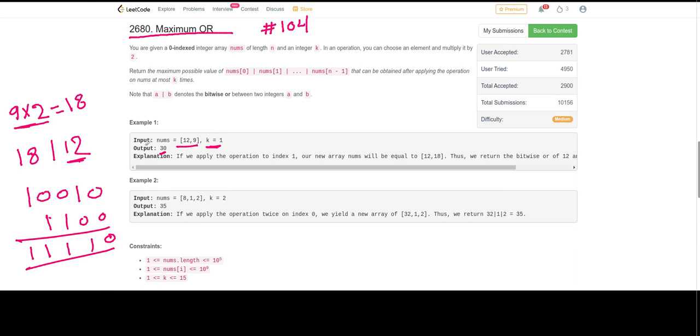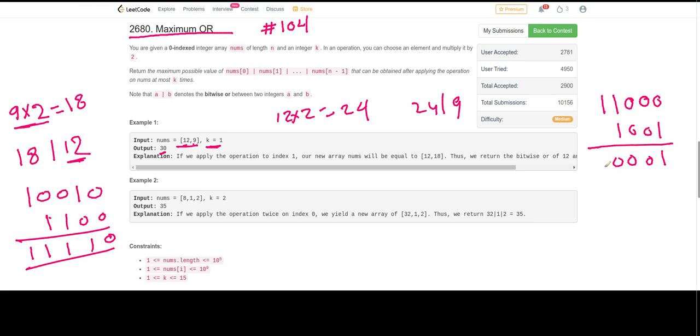Now if instead of multiplying 9 we multiply 12, so 12 multiplied by 2 equals 24. 24 OR 9: the representation of 24 is 1, 1, 0, 0, 0, and 9 is 1, 0, 0, 1, and ORing them gives 1, 1, 0, 0, 1, and this equals 25.